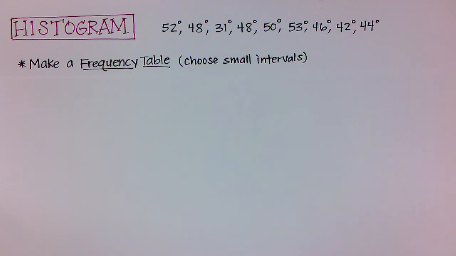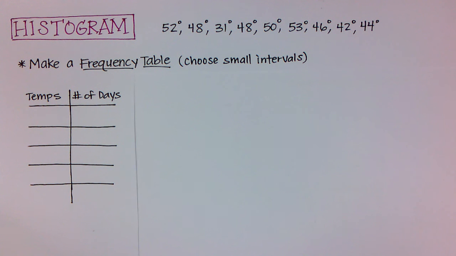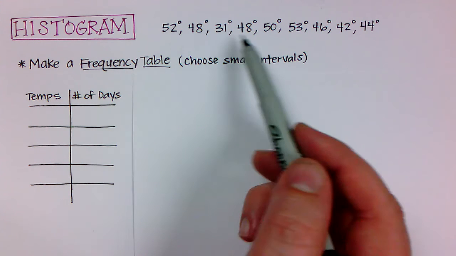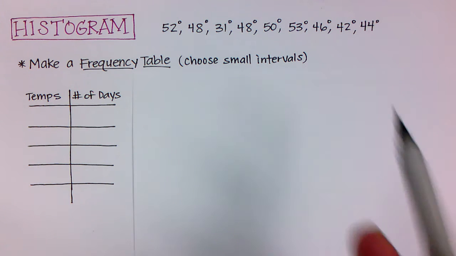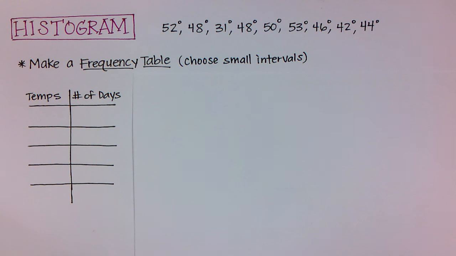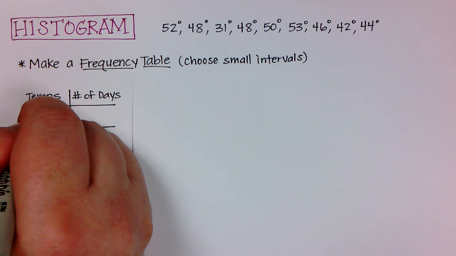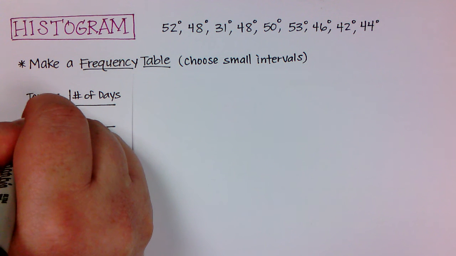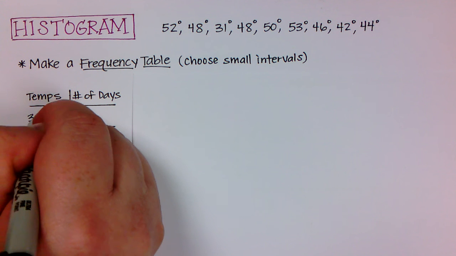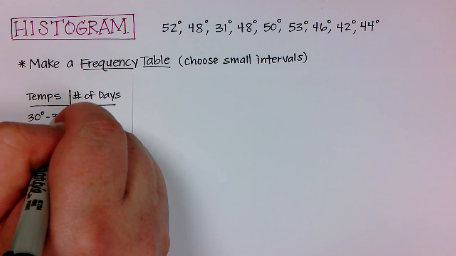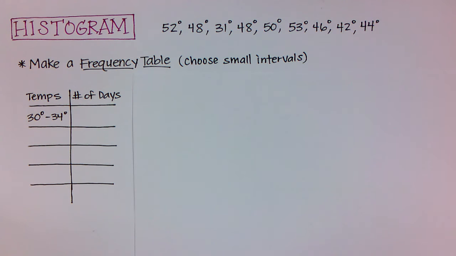Now you might be asking, what is a frequency table? Well, it's a table that you make by making tallies. So I'm going to choose some intervals for all of my data. And I saw that they were ranging from 31 all the way up to, I believe it was 53. So I'm going to make some intervals right here. You want them to be kind of small, so maybe my first group is going to be from 30 degrees to 34 degrees. So maybe each interval I'll make it just about 5 degrees.